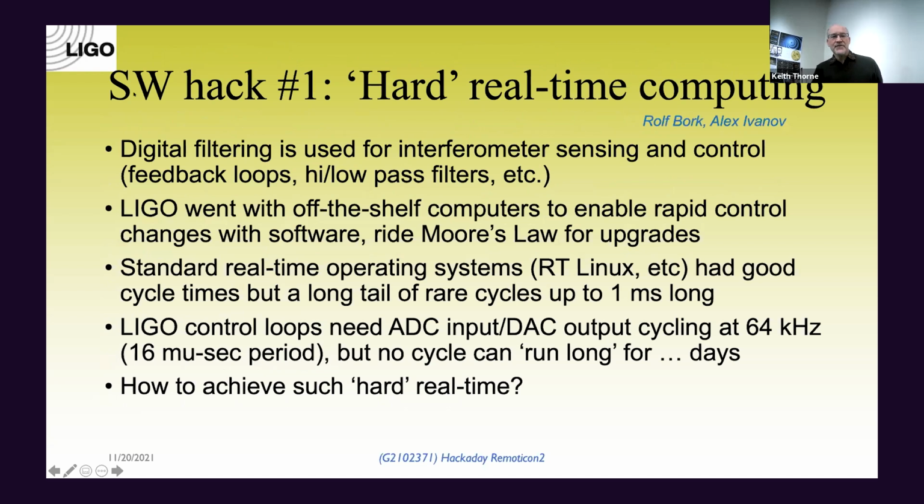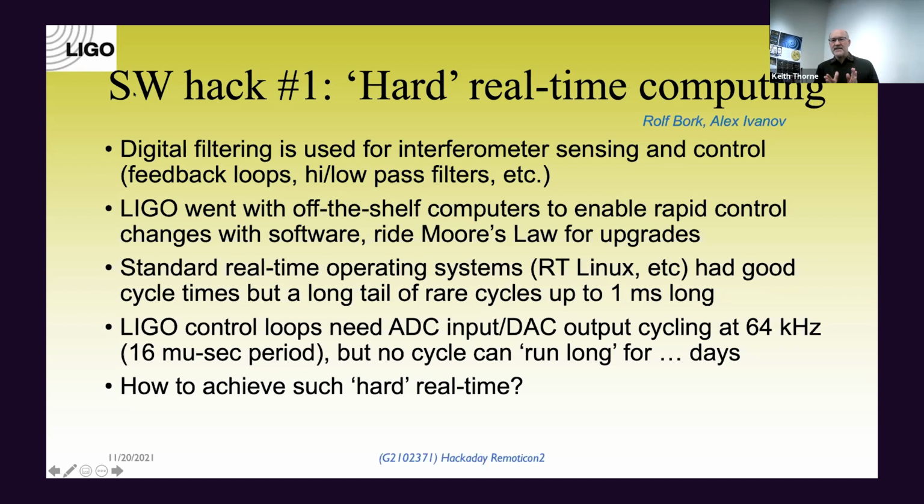So what was the first software hack? Rolf Bork and Alex Ivanov came up with this. I just use it. The real hack was, how do we do hard real-time computing? And what does hard mean? Well, first, why do we have to do it? We use what's called digital filtering to control the interferometer: feedback loops, high-pass filters. So you're running at a certain frequency and sampling the data. We've gone with off-the-shelf computers so we can change rapidly and ride Moore's law to faster performance.